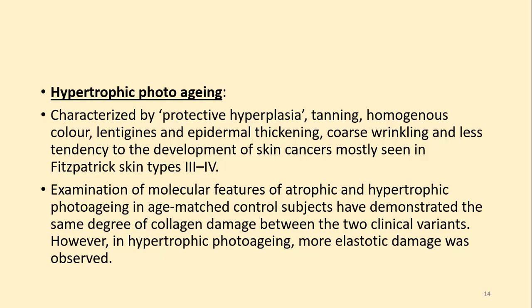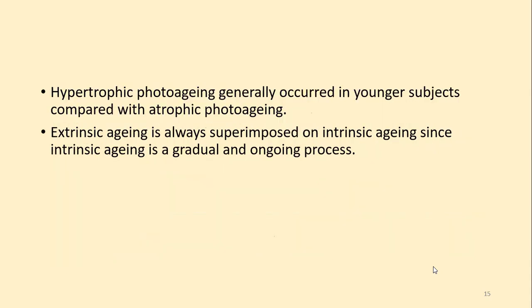The examination of the molecular features of atrophic and hypertrophic photoaging in age-matched control subjects has demonstrated the same degree of collagen damage between the two clinical variants. However, in hypertrophic photoaging, there is more elastotic damage. Hypertrophic photoaging occurs in younger subjects compared to atrophic photoaging. This is another reason for more chances of skin cancers in atrophic photoaging. Extrinsic aging is always superimposed on intrinsic aging, since intrinsic aging is a gradual ongoing process seen in all skin, whether sun-exposed or non-sun-exposed.